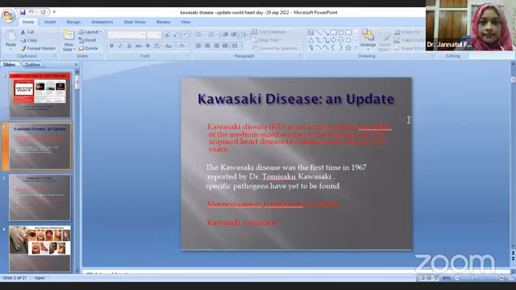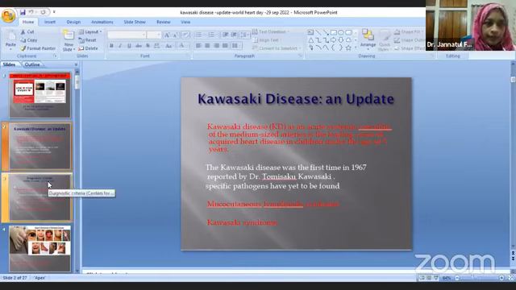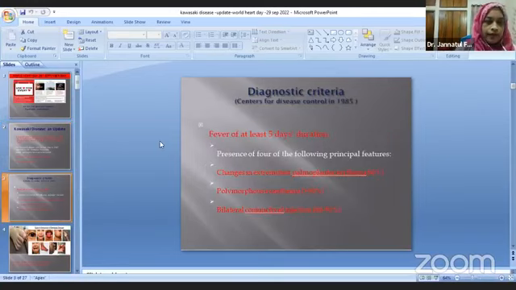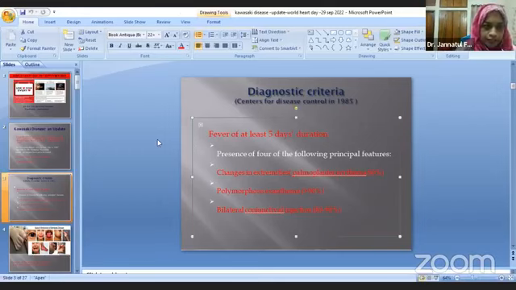Kawasaki disease is an acute systemic vasculitis of the medium-sized arteries, which is the leading cause of acquired heart disease in children. Kawasaki disease begins with abrupt onset of high and spiking fever, usually unresponsive to antibiotics. Diagnosis is based on clinical criteria which were established by the Center for Disease Control in 1985.